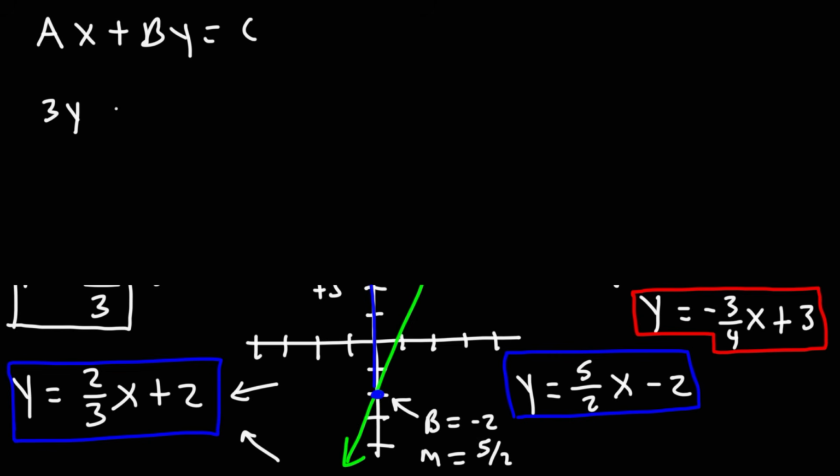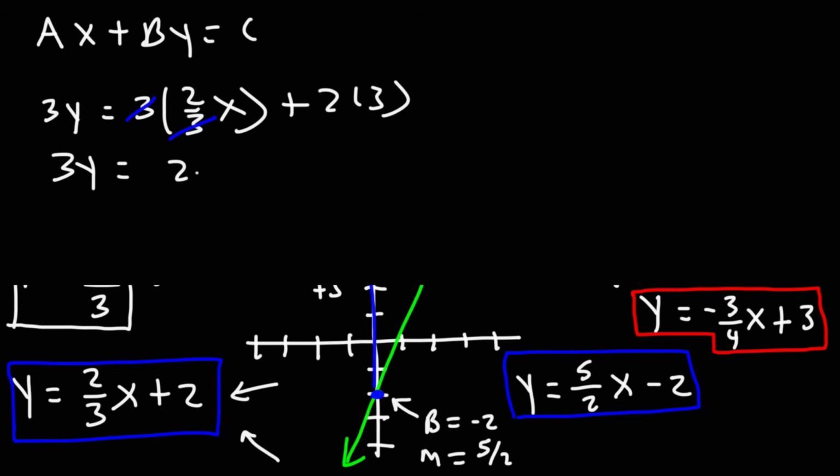So we'll have 3y is equal to 3 times 2/3 x plus 2 times 3. The 3's will cancel. So we'll have 3y is equal to 2x, and 2 times 3 is 6. Now we could take the 2x and move it to the other side. It will change from positive 2x, but on the left side it will be negative 2x. And so we have this negative 2x plus 3y equals 6.